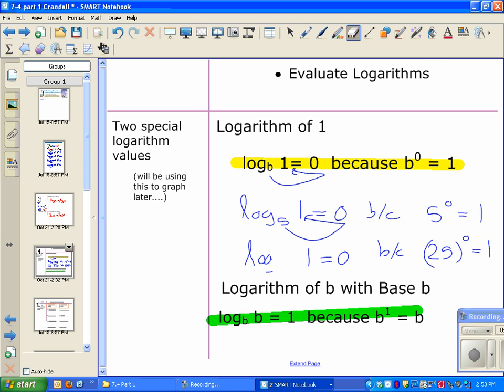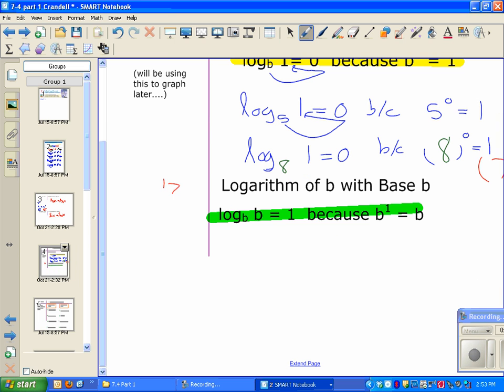So I could replace 25 with base 7, and 7 to the 0 also equals 1. So I could replace the 7s with anything. We could have log base 8 of 1 equals 0 because 8 to the 0 equals 1. So that's something that's going to be helpful when we're solving logarithms and graphing them.